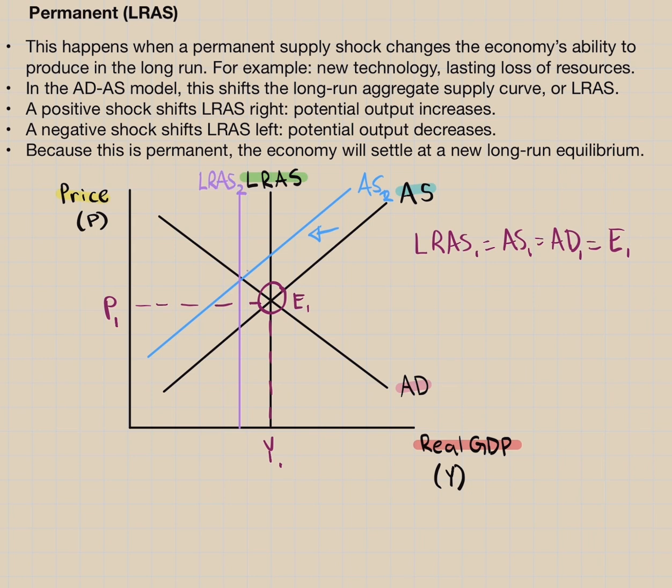Now that all three lines are intersecting again, we have reached another equilibrium. You can see that because of the loss of physical capital, our output has decreased and our price has increased. Because this is permanent, our LRAS will not return to normal like a short-run aggregate supply would, and this will be where the economy settles at a new long-run equilibrium.